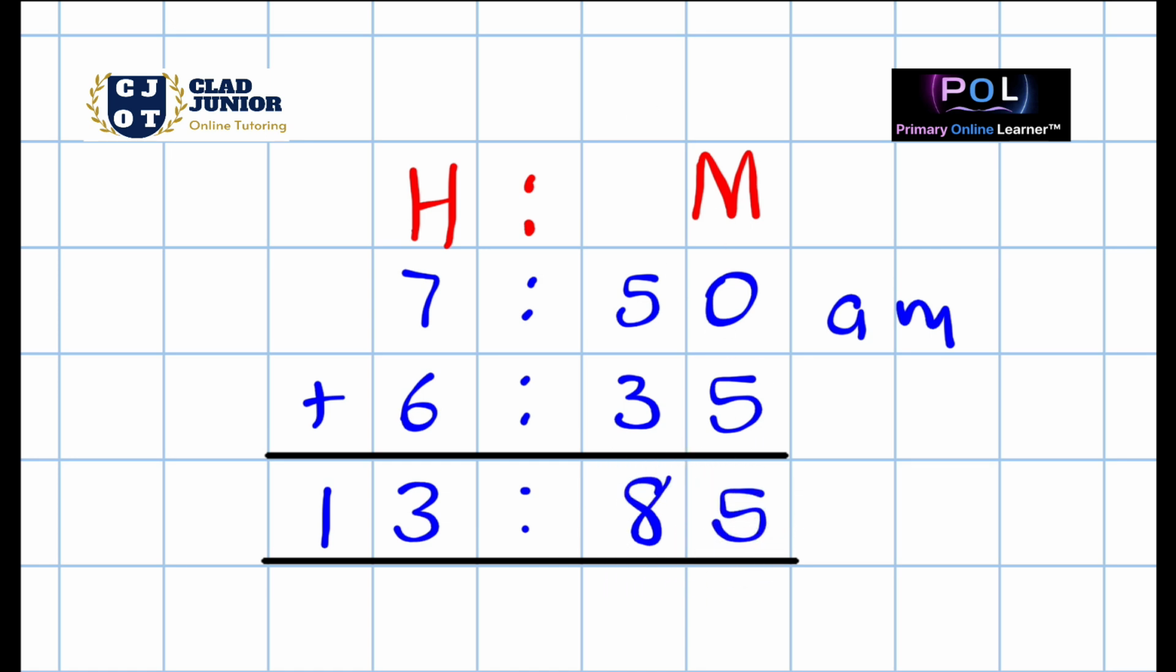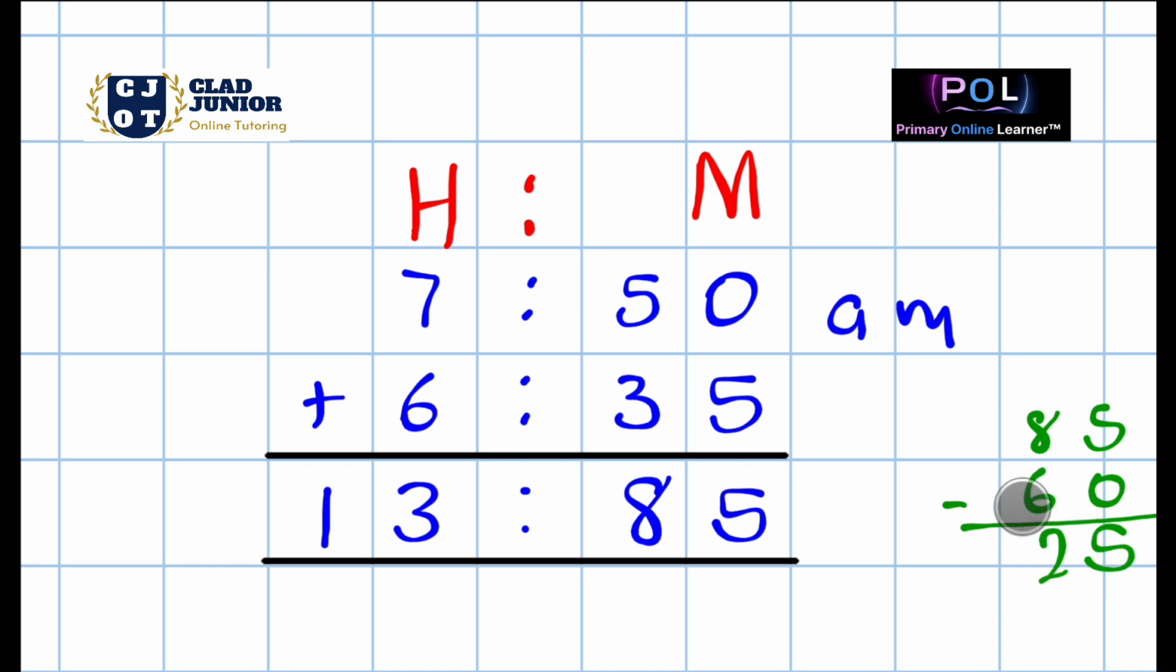85, which is more than 60. So we cannot have 1385 as time. We can only add up to 59 there. So when it gets to 60, it makes up another hour. So we're going to remove 1 hour from that 85. So we have to subtract: 85 minus 60. We have 5 there. Then 8 minus 6 is 2.